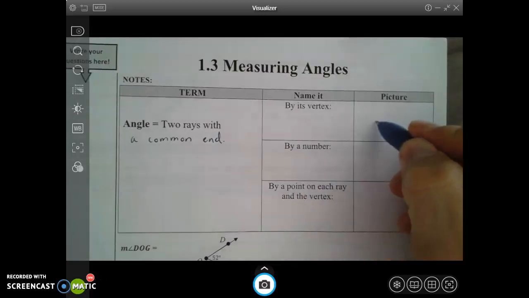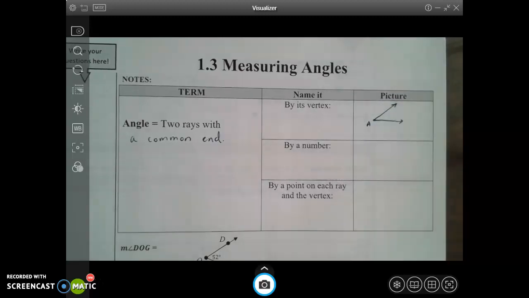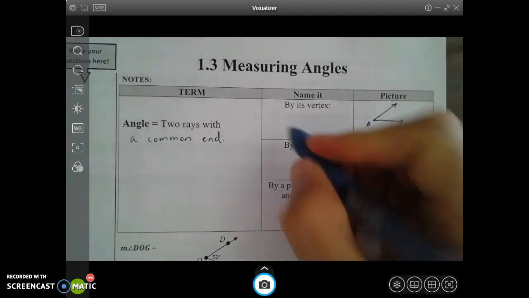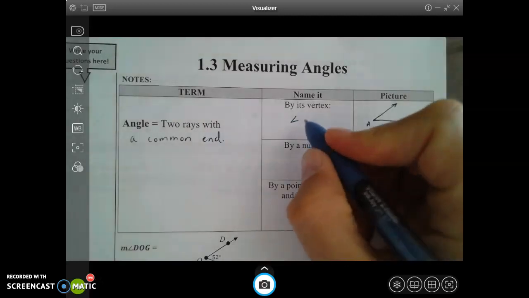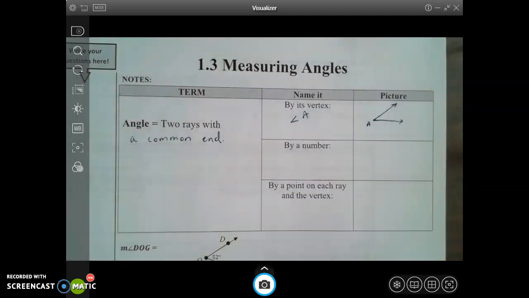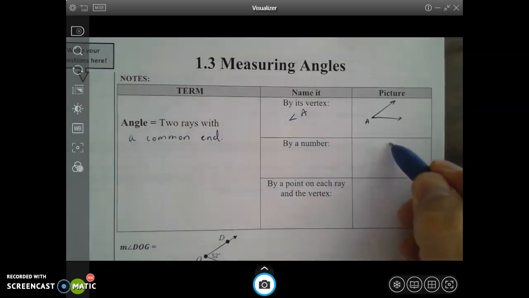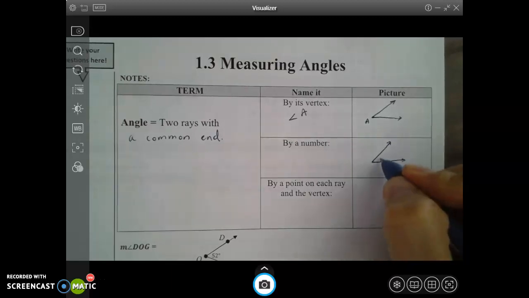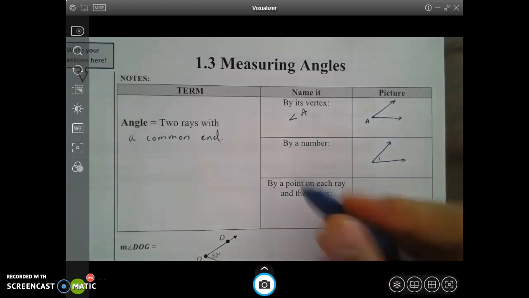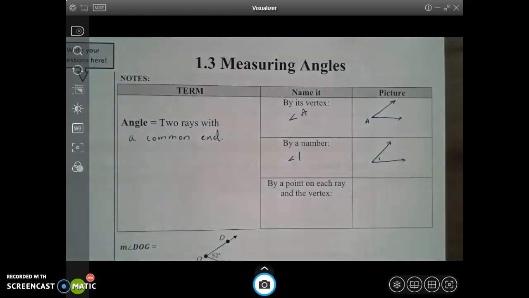So let's draw the picture first. If I draw a nice angle here, I can name this by this vertex A. And this symbol here, just like a little angle, we can label it like that and just call this angle A. All right, we can also name it by a number. Usually you'll see the number inside the angle. So if we have an angle 1 like that, we can refer to that by writing the angle symbol and then just putting the number there.